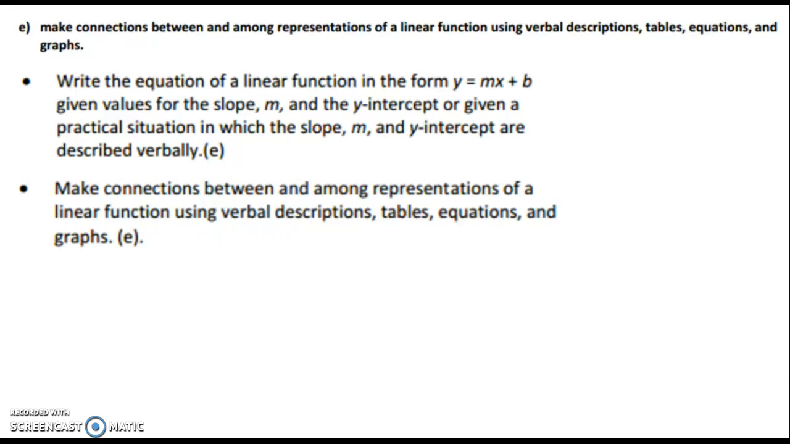Finally, in 8.16e and the corresponding essential knowledge and skills, students will write an equation of a line given slope and y-intercepts, or a practical situation where slope and y-intercept are verbally described. While the second bullet in the essential knowledge and skills is shown as an individual essential knowledge and skill, making connections between verbal descriptions, tables, equations, and graphs regardless of the relationship, be it additive or multiplicative, should be taught within 8.16a, 8.16b, 8.16c, and 8.16d.